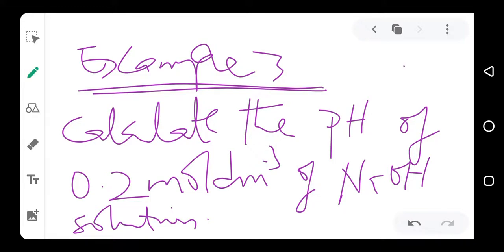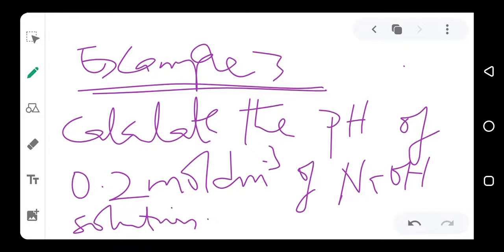Now, looking at this, it looks like the second example we have solved. But here, we are asked to calculate the pH and not pOH. The other one, we calculated the pOH and not the pH. Here, we are asked to calculate the pH of the solution.